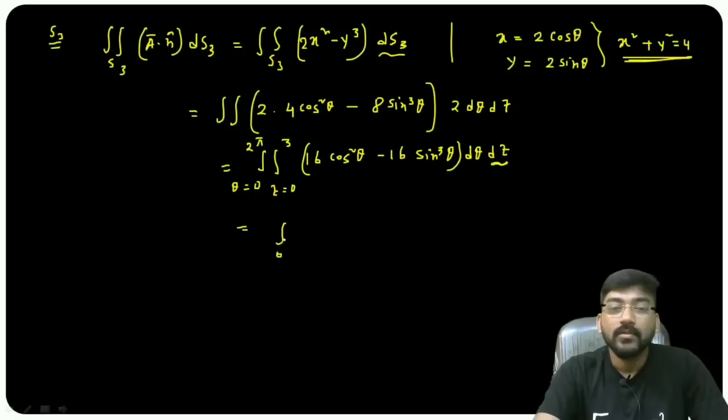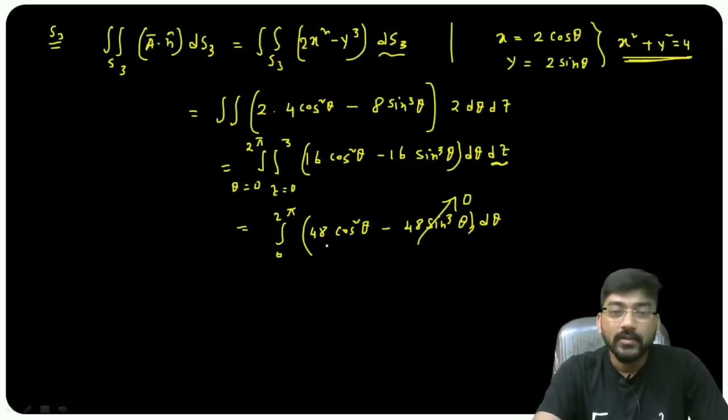So it will be the integral from 0 to 2π of 48 cos²θ minus 48 sin³θ. But this sin³θ is an odd power, and the limit is 0 to 2π, so this will always be 0. If you want, you can do it. The only term that will be left here is 48 cos²θ. So it will be just 48 into the integral from 0 to 2π of cos²θ.